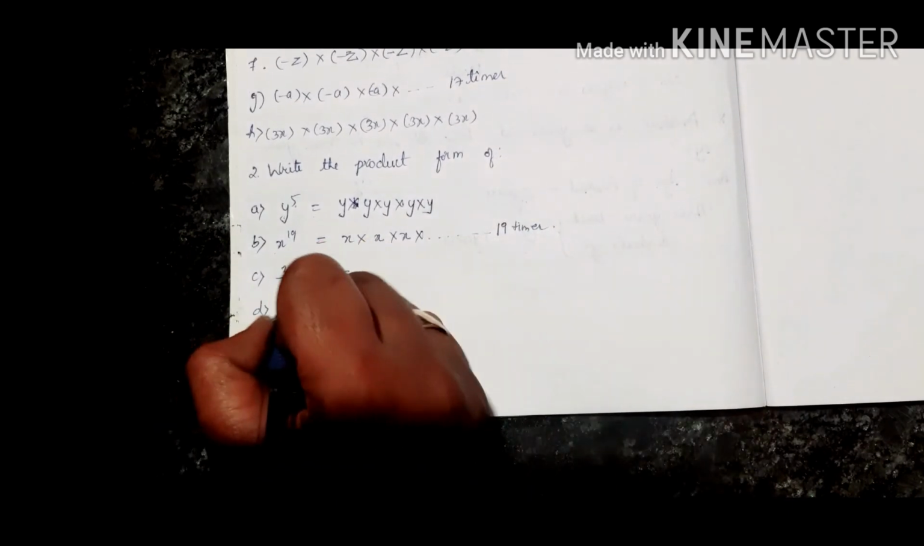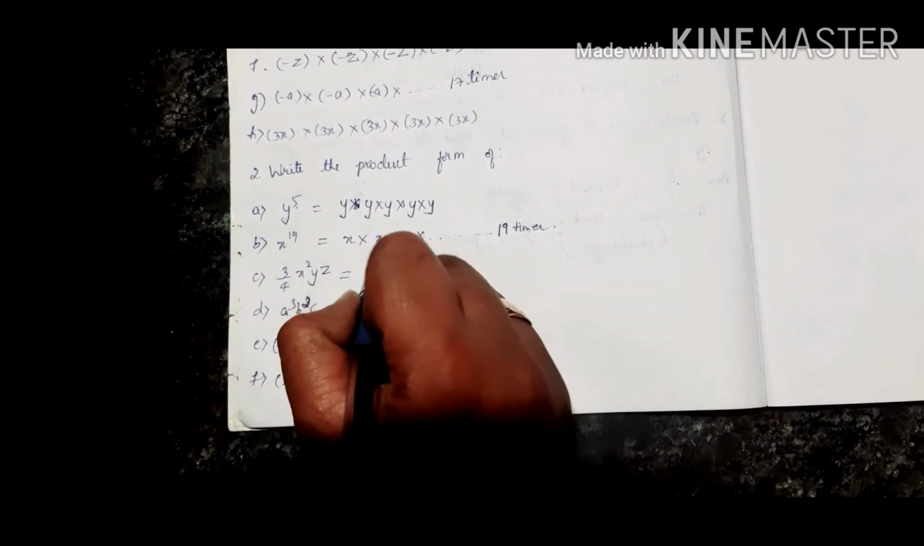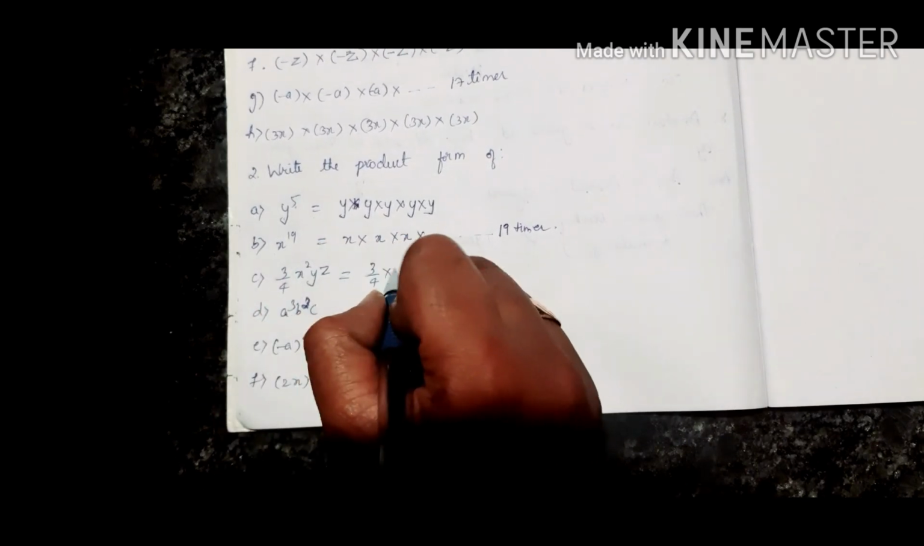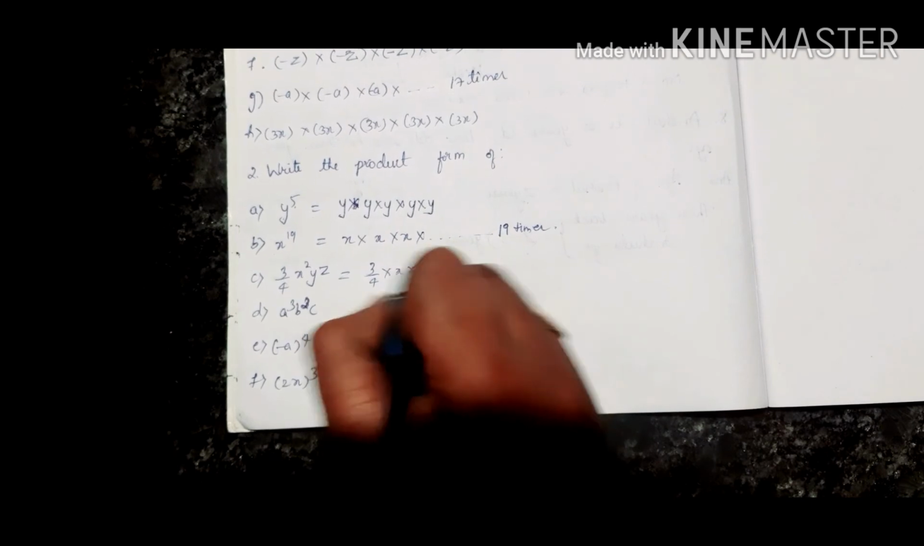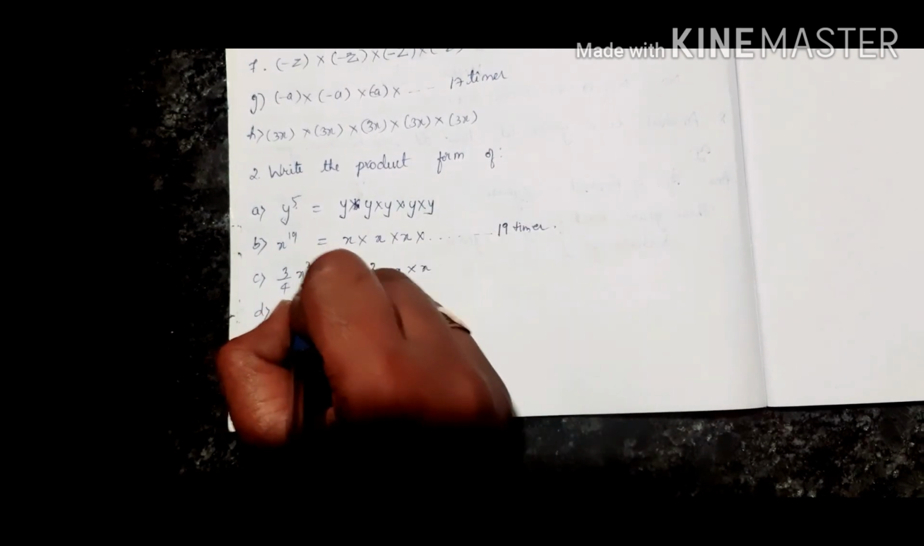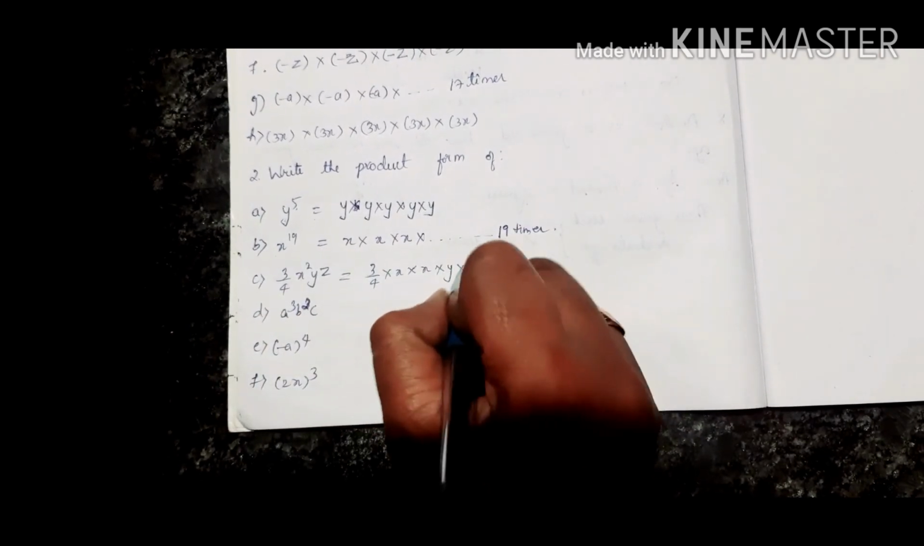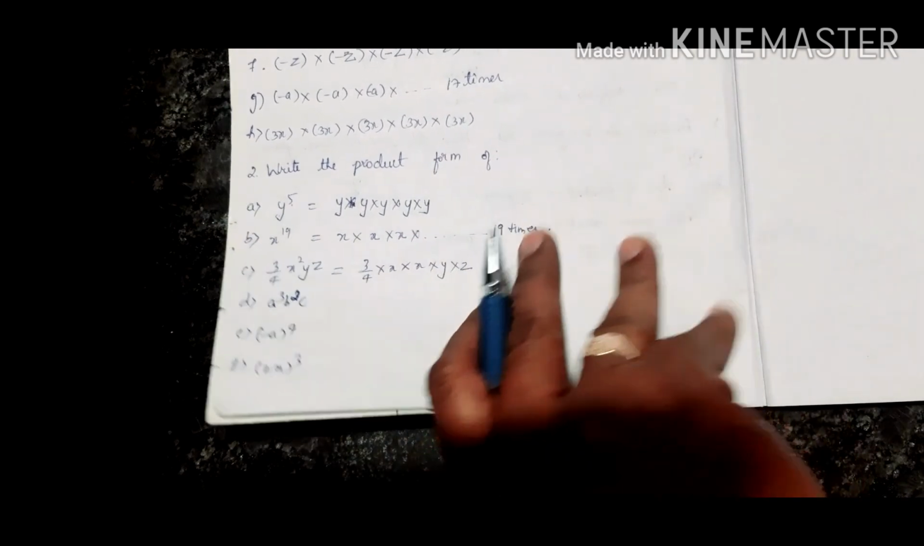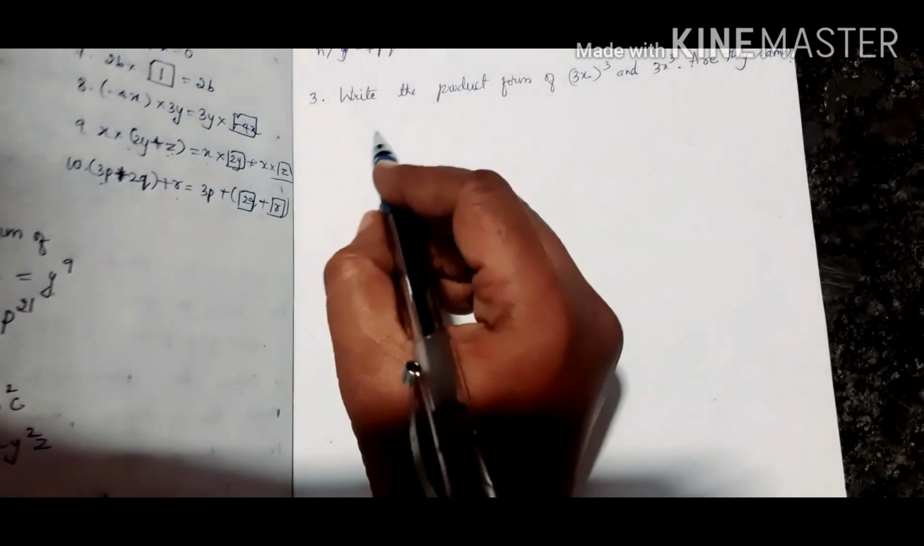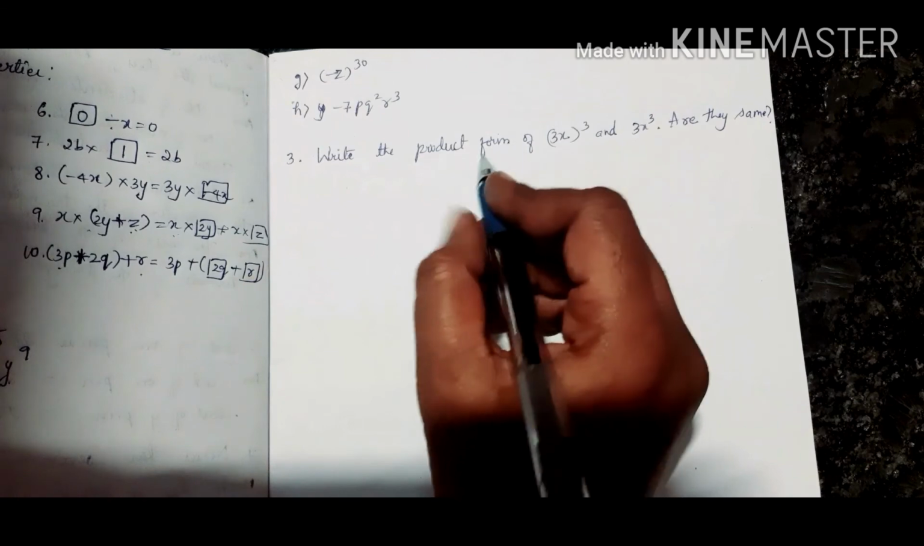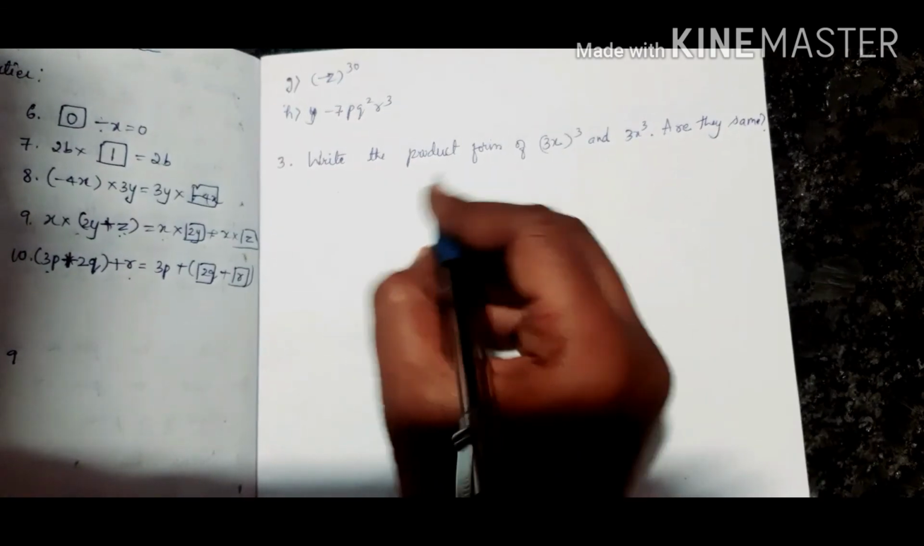Next, 3 by 4 x square yz. 3 by 4 as it is into x is multiplied 2 times because the power is 2, into y into z. This way we go on writing them in the product form. Next is question number 3. Write the product form of.